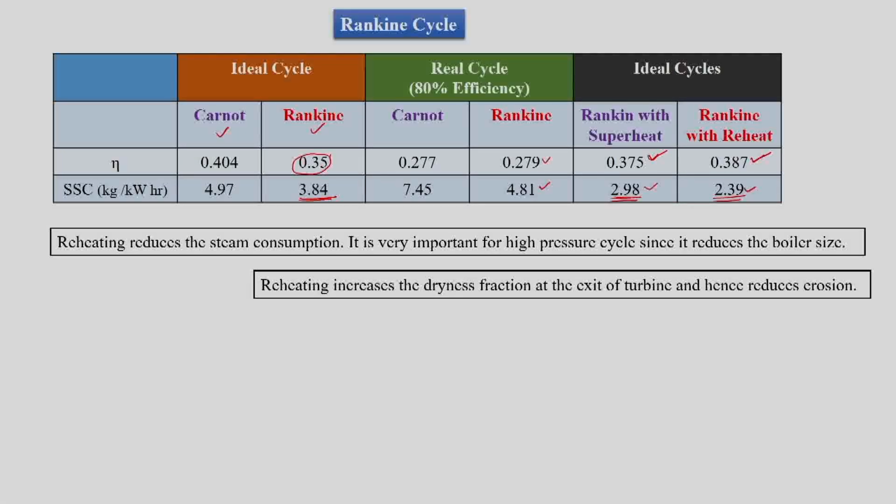Then reheating increases the dryness fraction at the exit of the turbine. It was expected, since we are adding heat, so we are going towards the right hand side of the steam cycle, and since we are going towards higher temperature at lower pressures, we have a higher dryness fraction close to 1 if we have reheat.